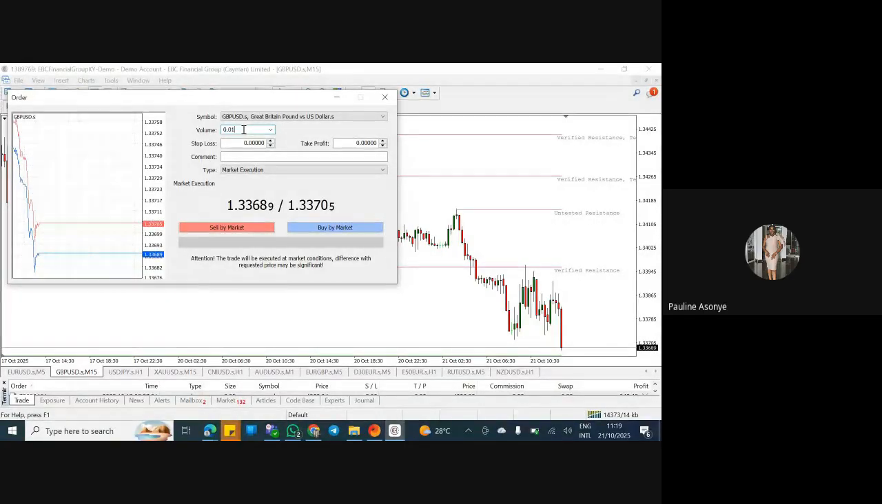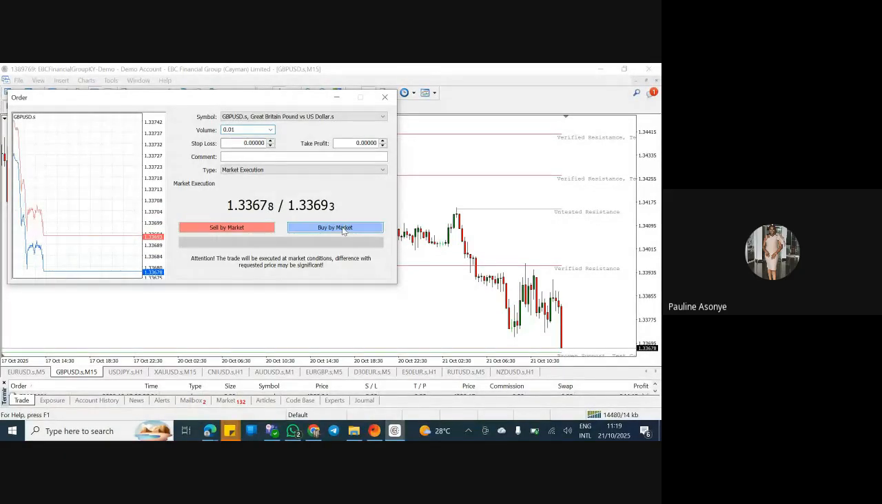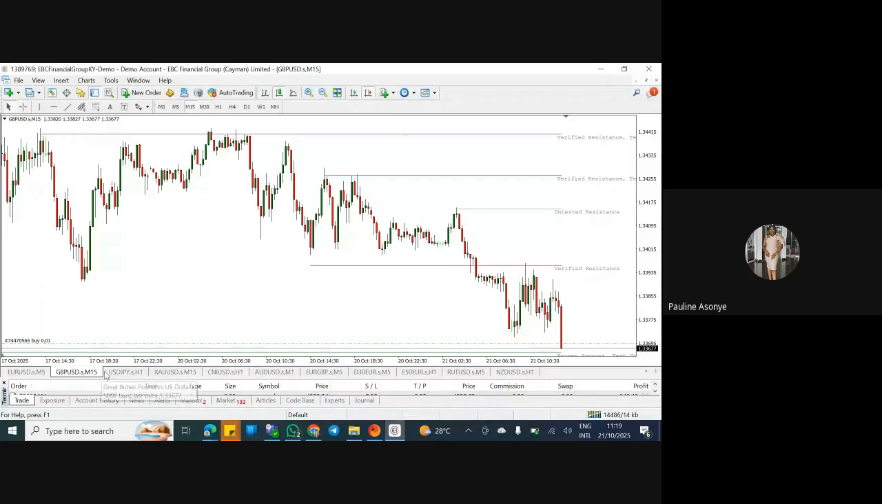So you can see, before I place this trade, Ada is telling me, hey, place trade, buy. I will not just rush and buy because she's telling me to do it sharp, sharp. I will always look at my volume. Okay, maybe I have $200 in my account. 0.01 is the perfect lot size to use. I will come here, click buy by market. I don't know if we all heard that sound. That is the sound of the buy trade I just placed.